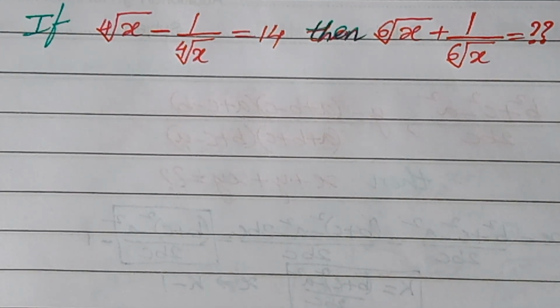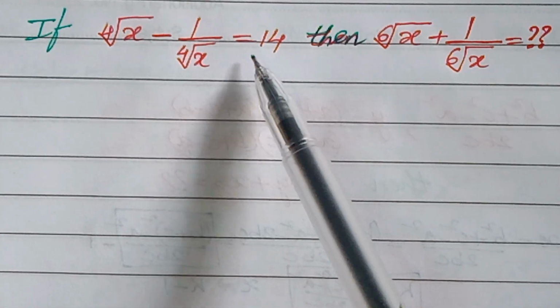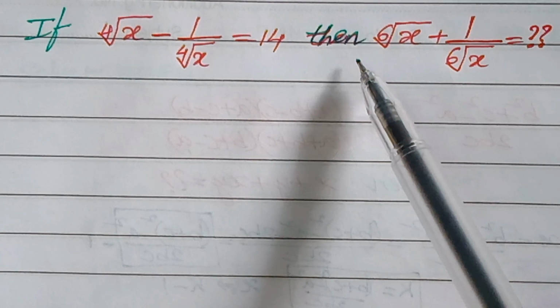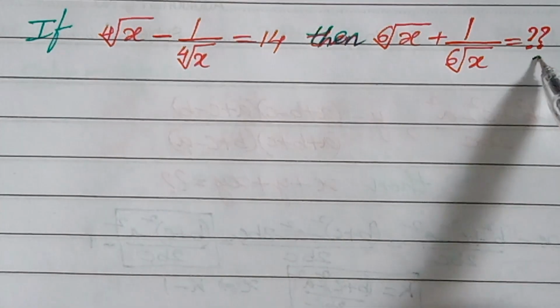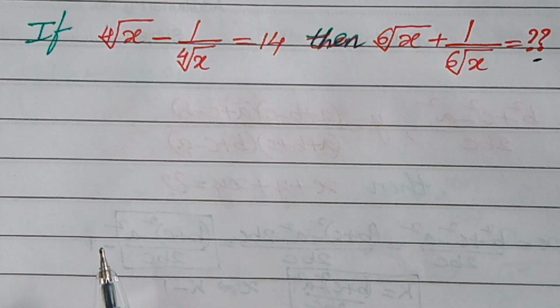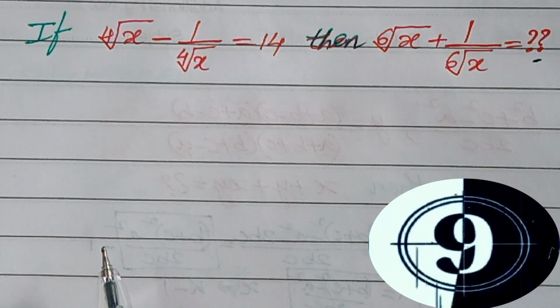Today we are looking at one logical question. If fourth root of x minus 1 by fourth root of x equals 14, then find the value of sixth root of x plus 1 by sixth root of x. As you are going to solve this problem, pause the video for 10 seconds and try it now.